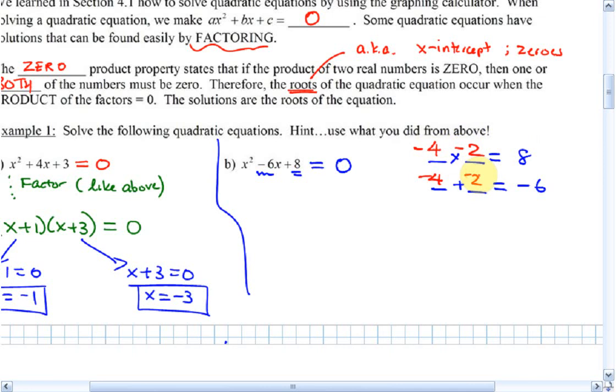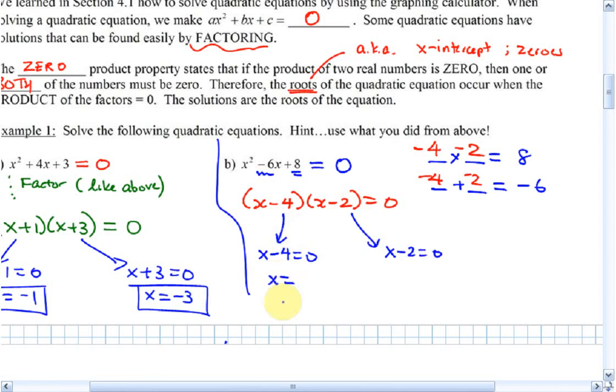Good. So then what we have now is x minus 4, x minus 2, and that equals 0. And now go ahead and try to solve. So make each of the brackets equal to 0 and solve. What do we get as the answers there? X equals 4. X equals 2. There you go. You are done. Pretty much. Yep. Okay. Turn the page.